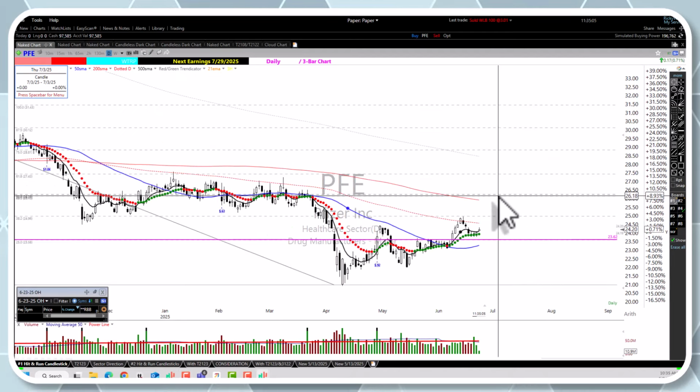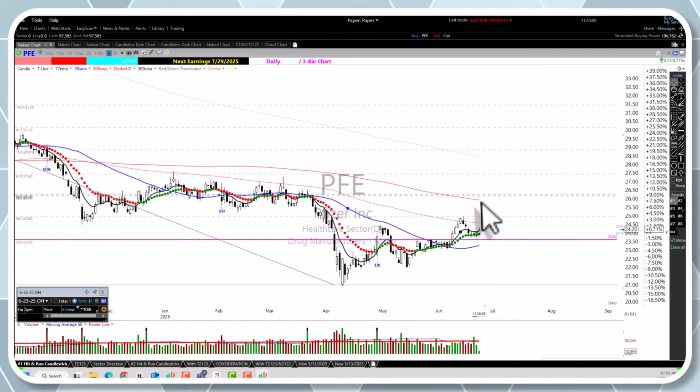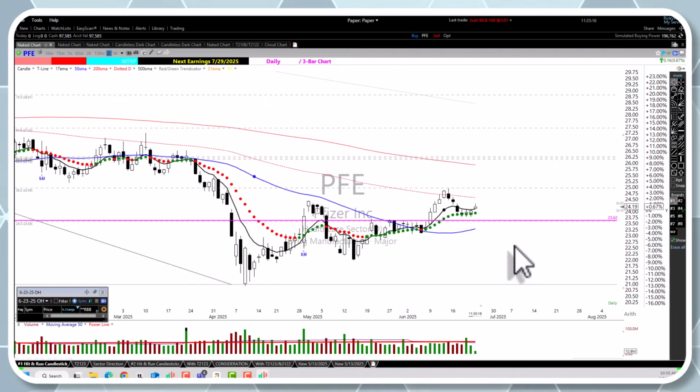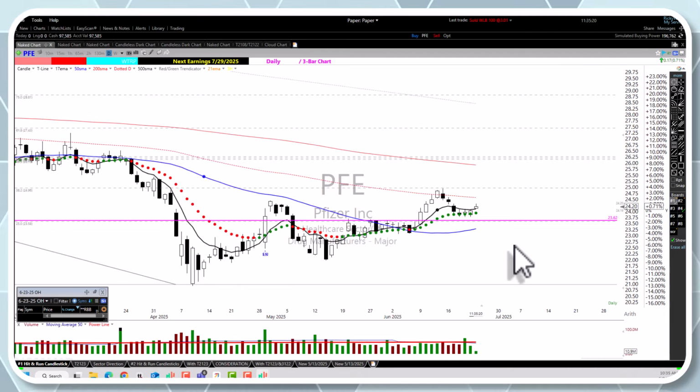The 50% retracement is right here at 26.18ish. There's the 200 period moving average. That's a pretty nice chart if you ask me. Pretty nice chart.